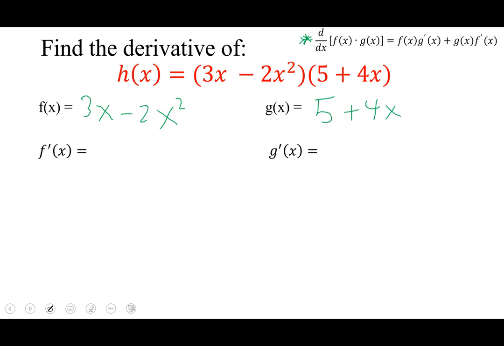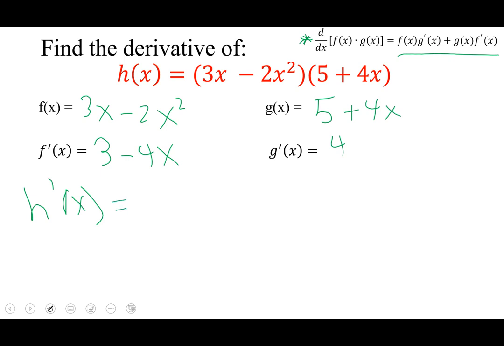Then if you're finding f prime, that means you're going to take the derivative of f. So the derivative of 3x minus 2x squared would be 3 minus 4x. The derivative of 5 is 0. The derivative of 4x is 4. So now that you have found this key, all you're going to do is apply the product rule by plugging the values in to the appropriate location. And of course, if you're taking the derivative of h of x, we're going to call that h prime of x.